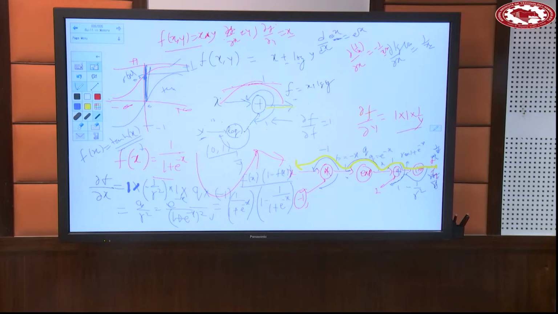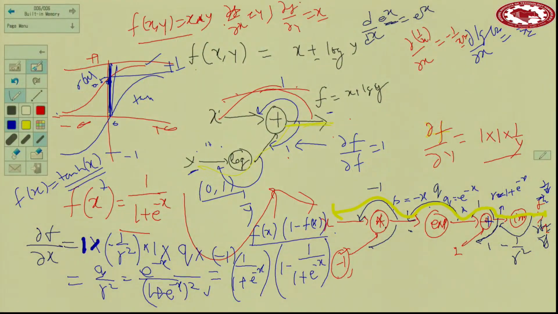f(x), you know what is the value of f(x) at x equal to 0? You can put in the equation, 1 upon 1 plus e to the power minus 0. So e power 0 is 1, so 1 upon 2, it is 0.5. So what will be the value of the gradient? 1 by 2 into 1 minus 1 by 2, it is 1 by 4. So at 0, the gradient will have 0.25 value.